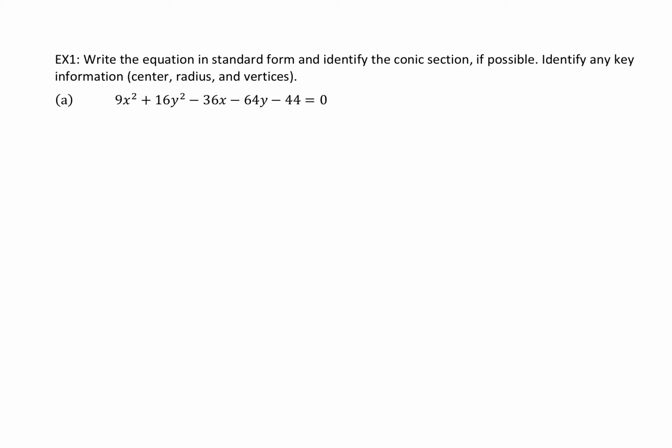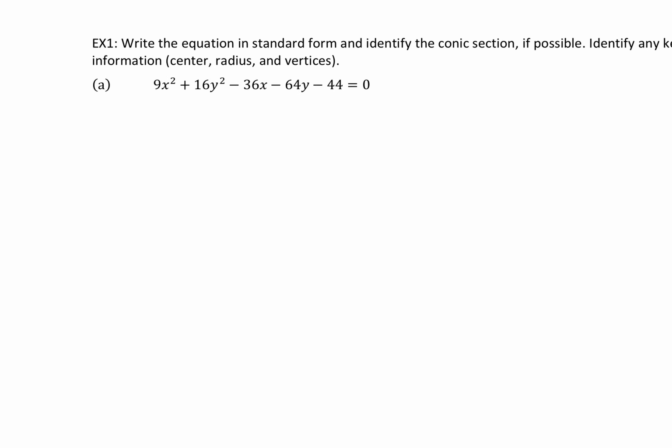So what I'm going to do is put my x's together. So I get a 9x squared, and then the minus 36x plus 16y squared minus 64y. And then this minus 44, I'm going to add that to both sides. So I'm just moving it to the right to have it equal to a positive 44.